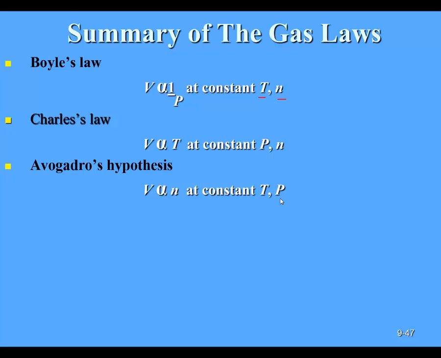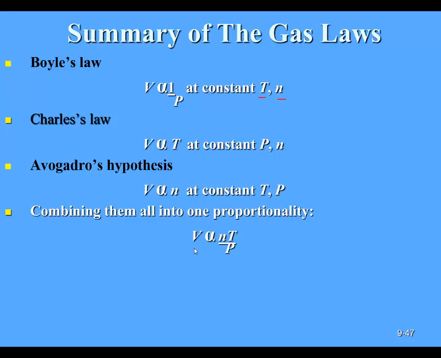Okay, now if we have all of these different laws that we've been looking at, let's try combining them into one proportionality relationship. So I'm going to say that volume is directly proportional to number of moles. That's what we said with Avogadro's hypothesis. I'm also going to include that volume is directly proportional to temperature, which is what we said from Charles' law. And I'm going to say that volume is inversely proportional to pressure, which is what we said from Boyle's law. So if I look at that relationship, we can go ahead and define a constant so that I can put an equal sign in here.